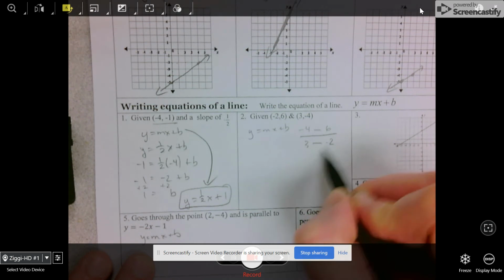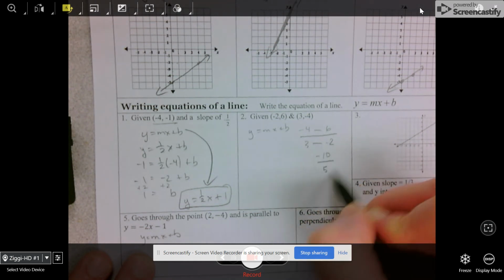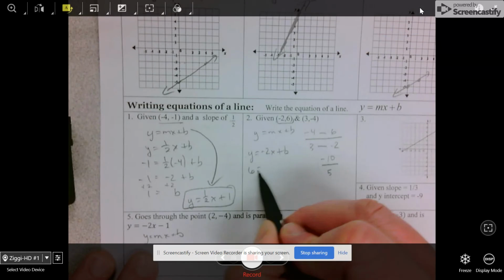You can always graph, check, see if it goes through the 2 points. From a graph, it's a little bit easier. I got the y-intercept right there. Y equals mx plus 3. Pick 2 points to count. Looks like there's a point there. Up 3 to the right 5. So that's positive 3/5. So y equals 3/5 x plus 3. Given slope and y-intercept, y equals 1/3 x minus 9. Call it good. Those are easy.